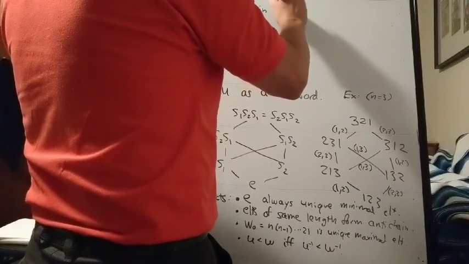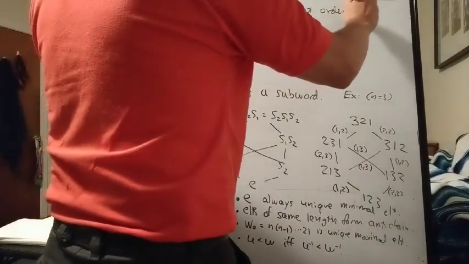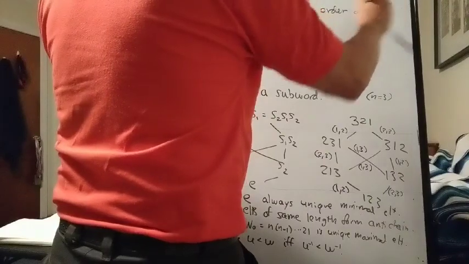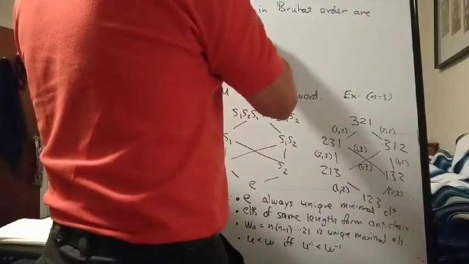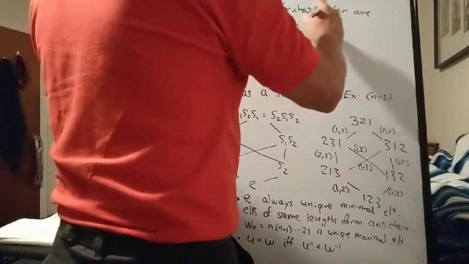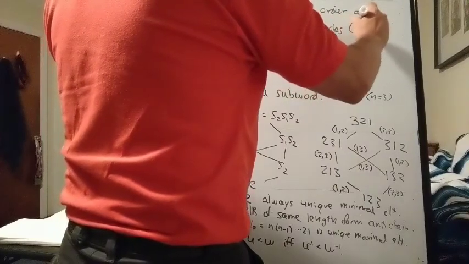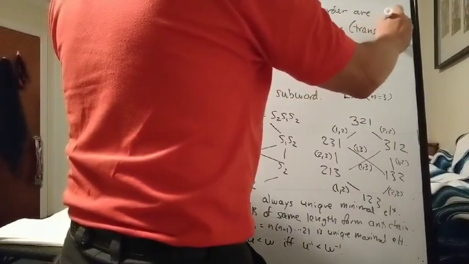So edges in the Bruhat order are closely related to 2 cycles, also called transpositions.